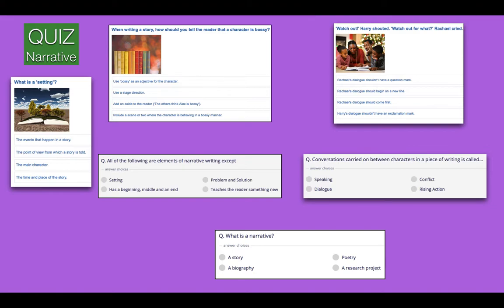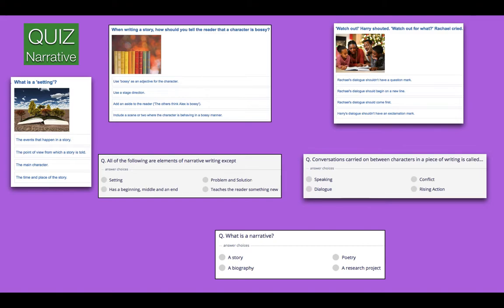Right, let's mark. What is a setting? It's number four, the time and place of the story. When writing the story, how should you tell the reader that a character is bossy? Number four would be the best choice here. So include a scene or two where the character is behaving in a bossy manner. Sometimes it's better for the reader to pick up on what a character is like rather than being told by the writer or author.